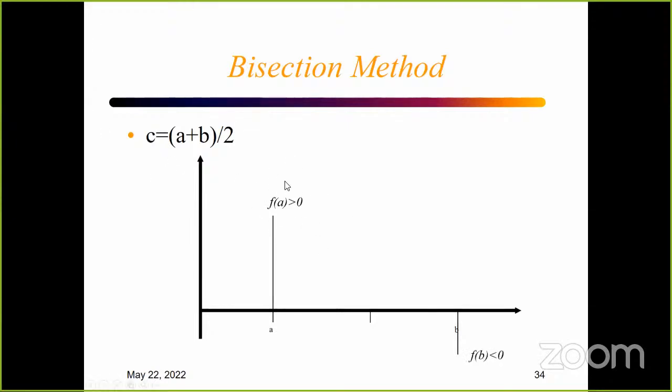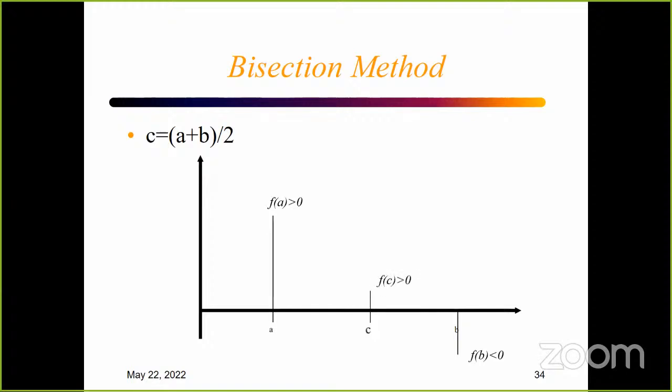The value of the function at B, if it is at a point below the solid line on the x-axis, is negative. Somewhere in the middle, the middle point is A plus B over 2, which is the value of C. What must be the value of the function at C? We don't know, we have to estimate. Sometimes it may be above or it may be below. That depends on the function.